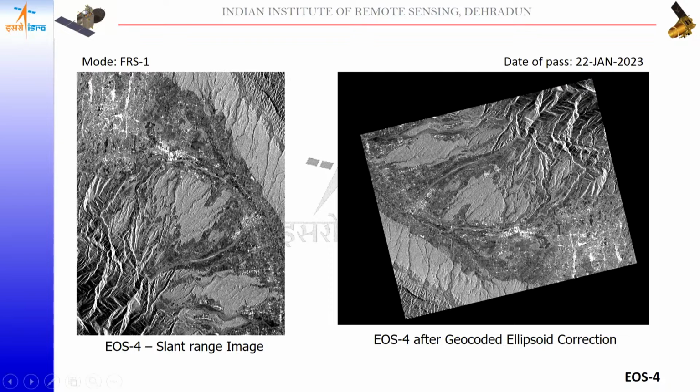geographical coordinate system, but here the terrain value is not used, so you can see the geometrical distortions. You may know the layover and shadow effect.